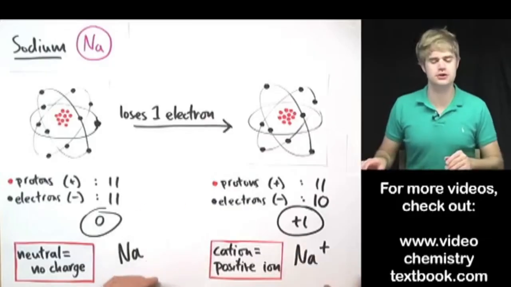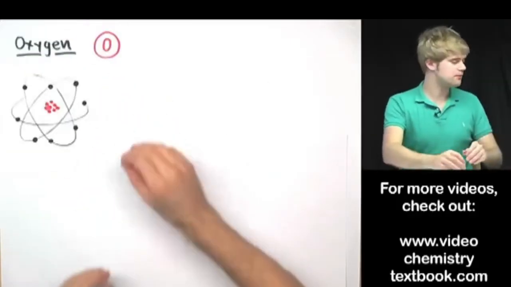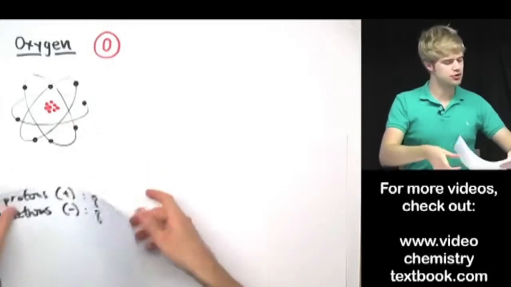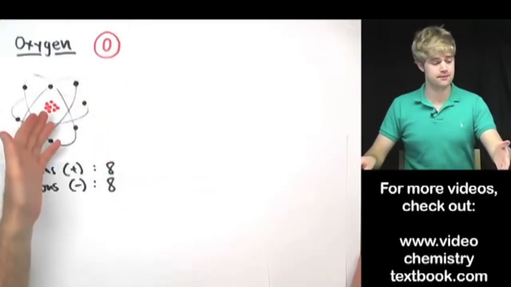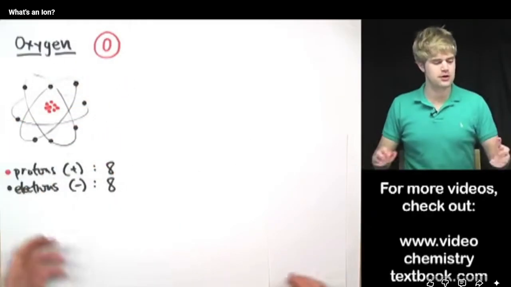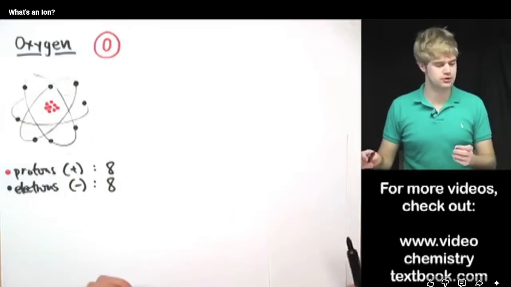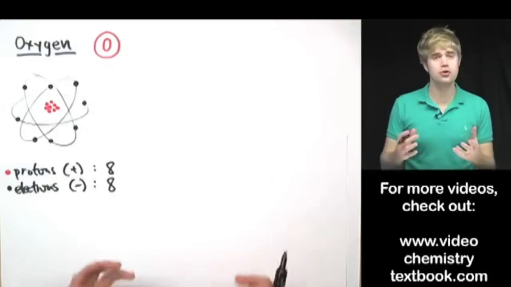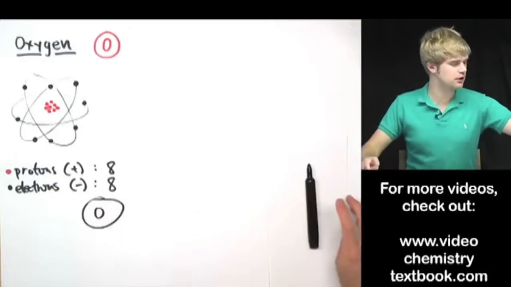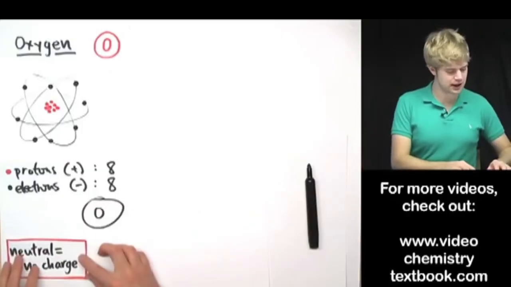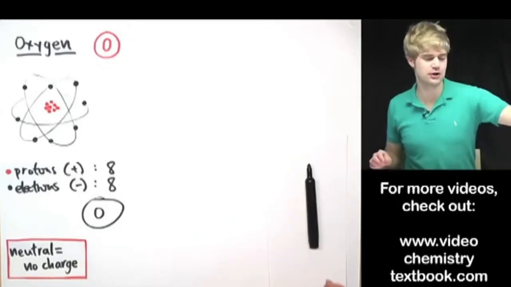Okay, let me show you another example. Here's an atom of oxygen. The atom that I've drawn here has 8 protons in the nucleus, and it has 8 electrons outside. And 8 is what we call the atomic number for oxygen. So we have the same number of protons and electrons, which means the total charges balance out. The plus and the minus balance out. So I have a net charge of 0, and I can say that my oxygen atom is neutral. It has no net charge.